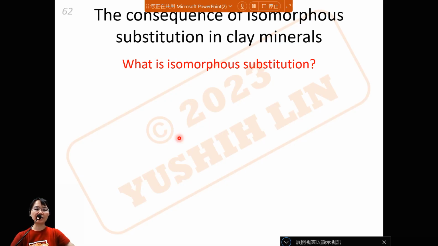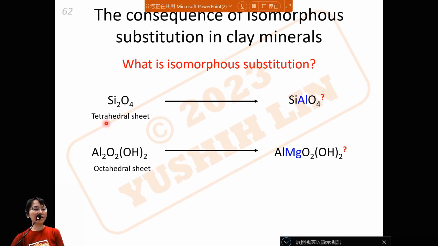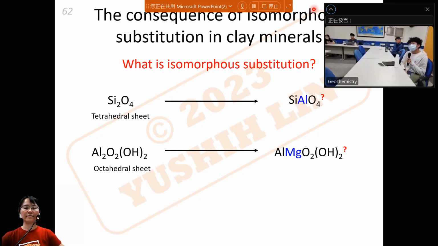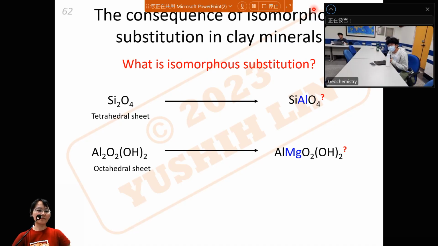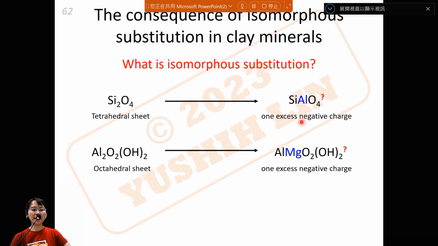Let's do the second application of isomorphic substitution. In clay mineral, this is the tetrahedral sheet. This is the octahedral sheet. A very common isomorphic substitution is one silicon replaced by aluminum. Here, one aluminum is replaced by magnesium. My question is, what is the charge here? And what is the charge here? Number one, -1. And the second one is -1. Very good. Both are -1. So here I say one excess negative charge.